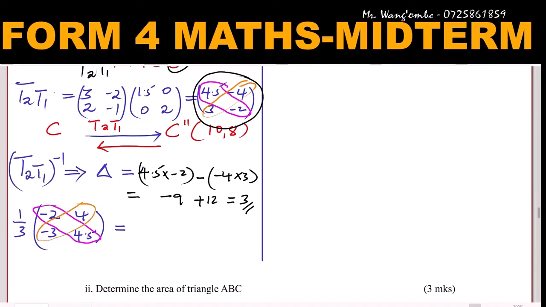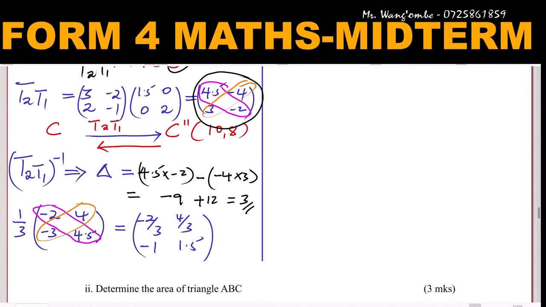So when you multiply these, you multiply every element in the bracket by a third. That is negative 2 thirds. This will be 4 thirds. This will be negative 1, and this one will be 1.5. So that is the inverse. So that one being the inverse.